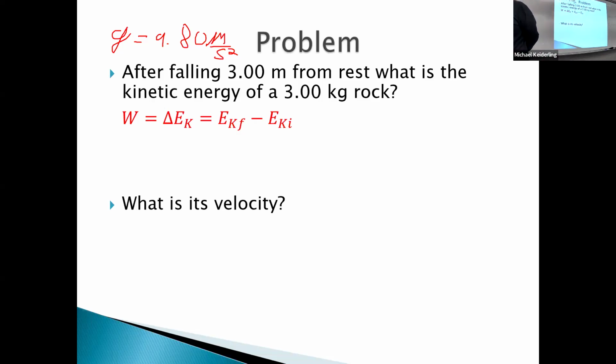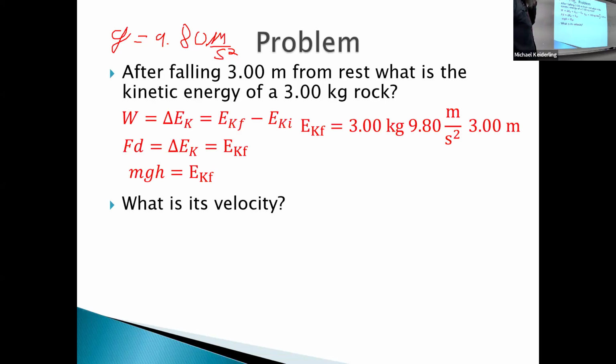So work is change in kinetic energy, which is kinetic energy final minus kinetic energy initial. The initial kinetic energy is 0. So work is equal to kinetic energy final, and work is also equal to force times distance. Force times distance is going to be the weight, mg, times the height. That's kinetic energy final. So 3 kilograms times 9.8 meters per second squared times 3 meters gives you 88.2 joules.